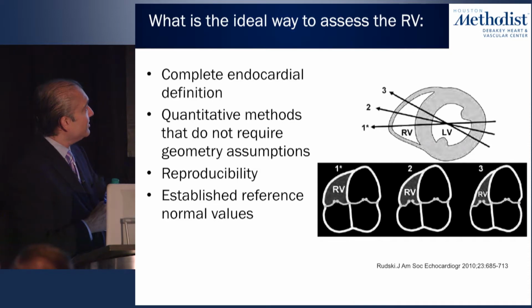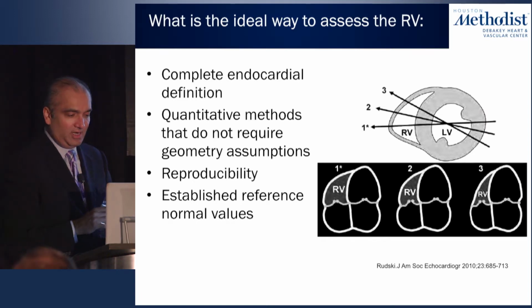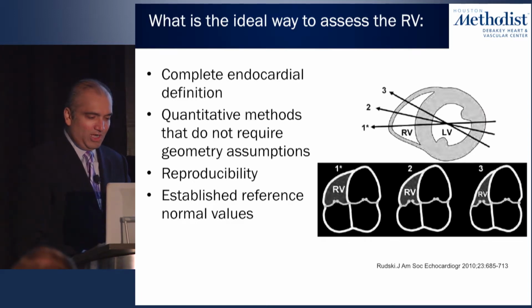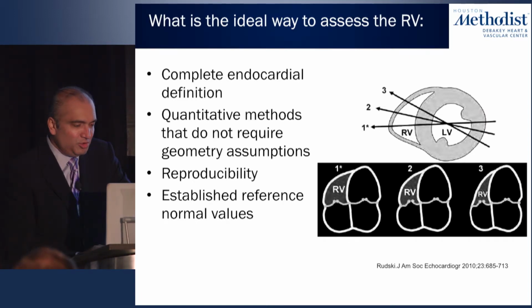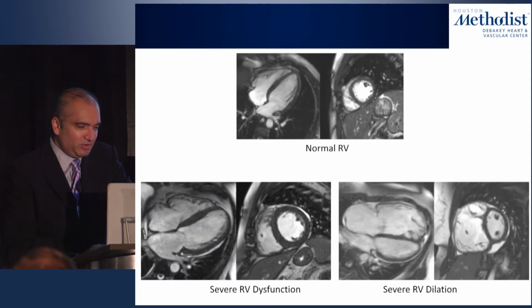And based on the specific plane that I've got, the size of my right ventricle on just a linear dimension can be very different. And so I think, again, this is why you want to really do your RV volumetric assessments off of the entire ventricle, without having to make geometric assumptions. The ideal technique would also be fairly reproducible and would also have established normal reference values.